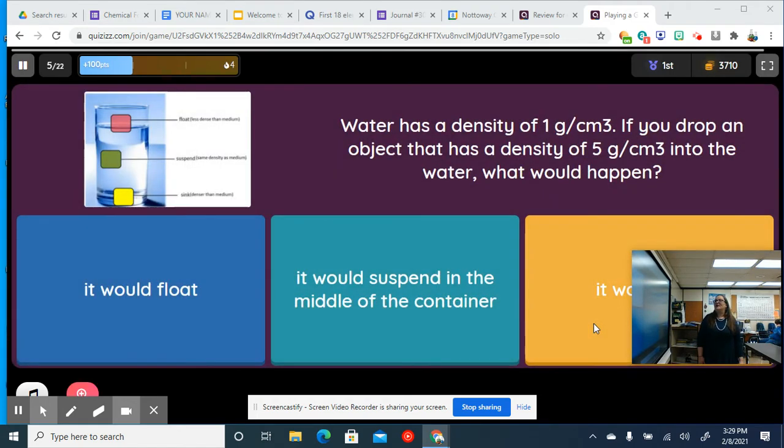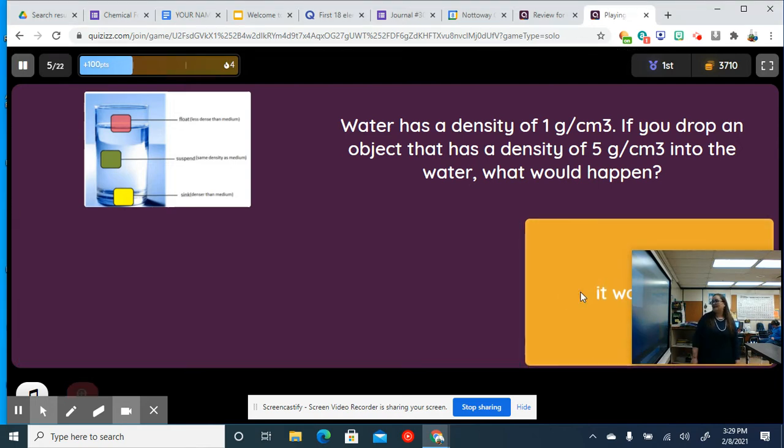Water has a density of 1 gram per centimeter cubed. If you drop an object that has a density of 5 grams per centimeter cubed into the water, what would happen? So right here, it says sink, denser than the medium. Water has a density of 1 gram. This object has a density of 5 grams. So it's more dense, so it would sink.